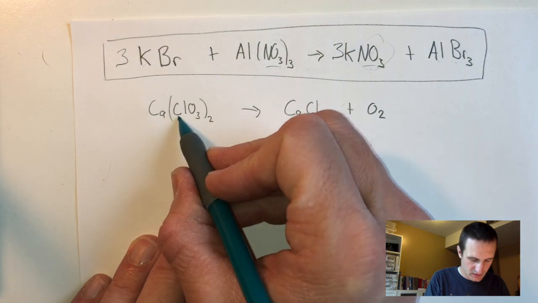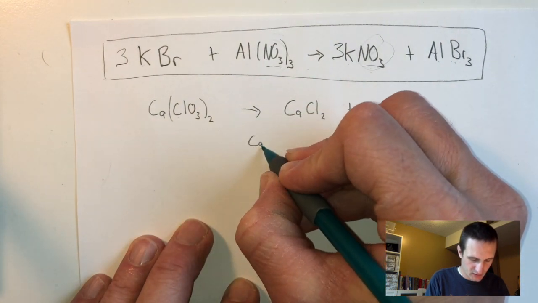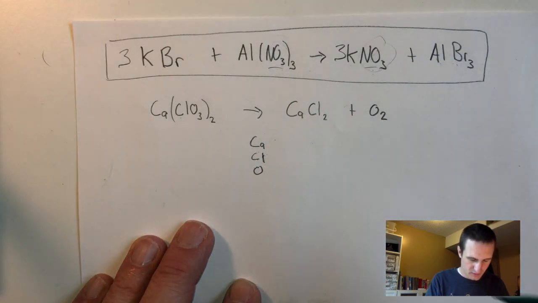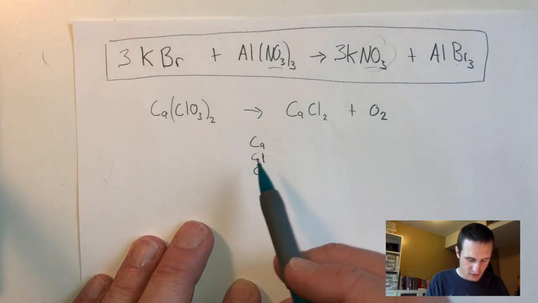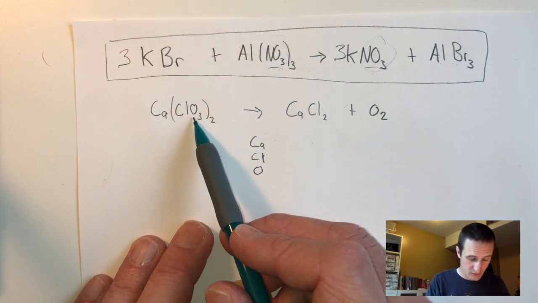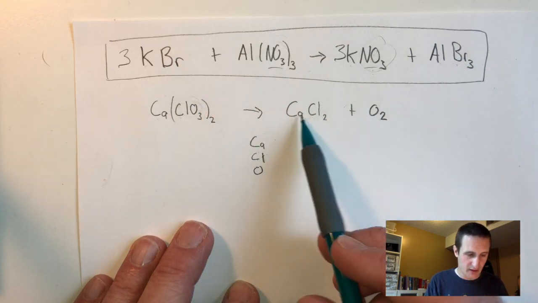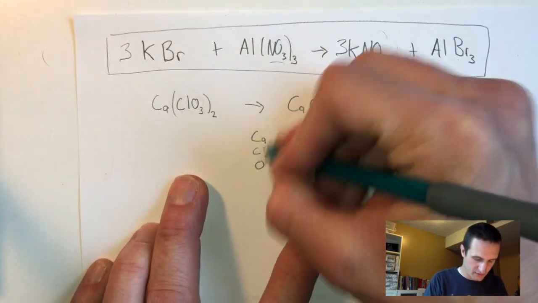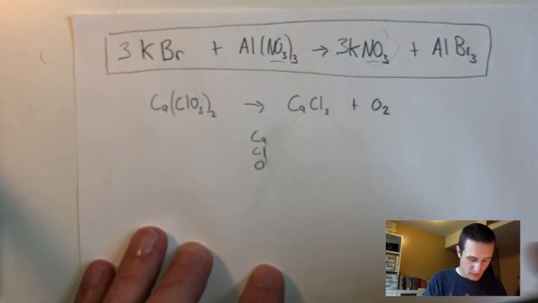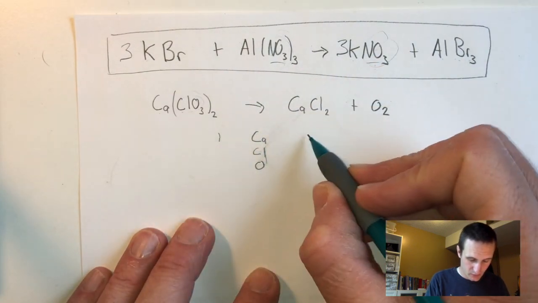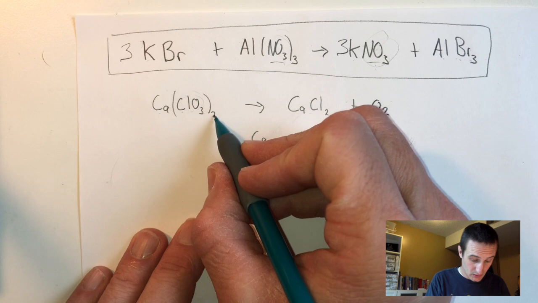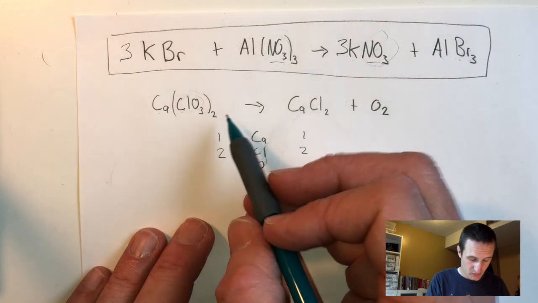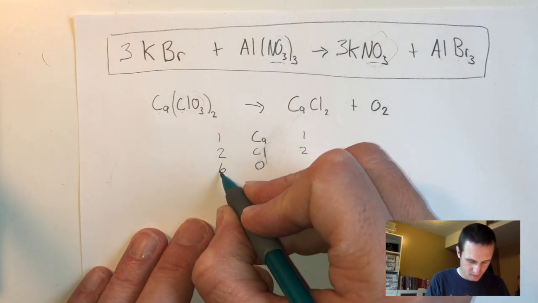Now this one, I'm going to go ahead and do my inventory of what elements I have. I have calcium, chlorine, and oxygen. Now notice this chlorine-oxygen compound over here, this polyatomic ion, it's split up, so I have to think of each atom specifically or individually on this one. So we see one calcium and one calcium. I see two chlorine and two chlorine. So far, so good.